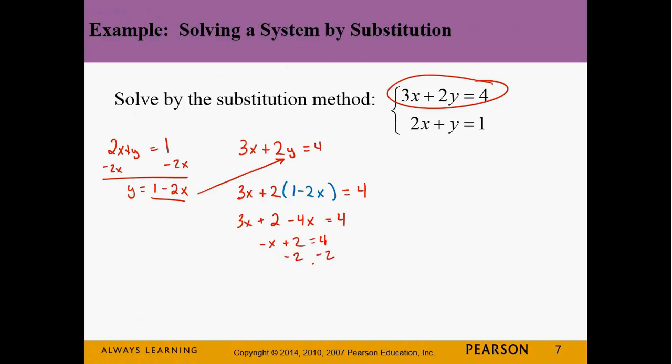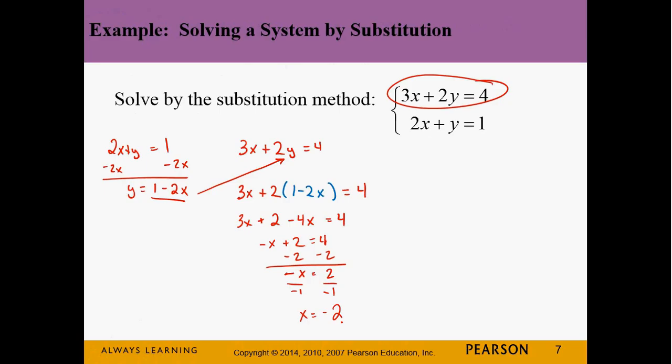Subtract 2. Negative x equals 2. Divide by negative 1. X equals negative 2. So now I have a value for x.